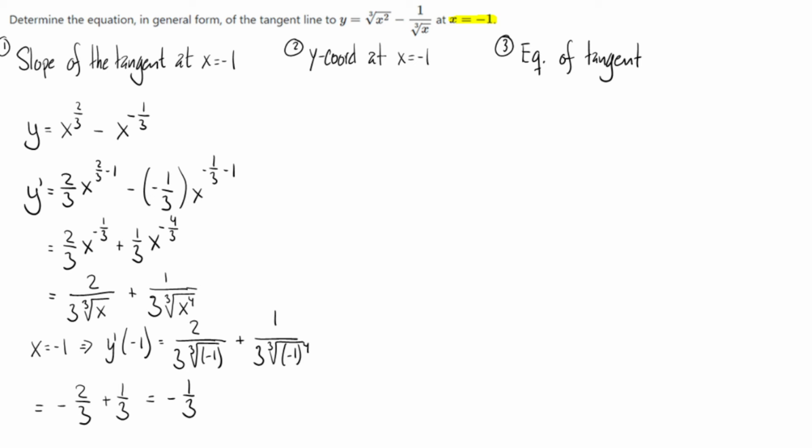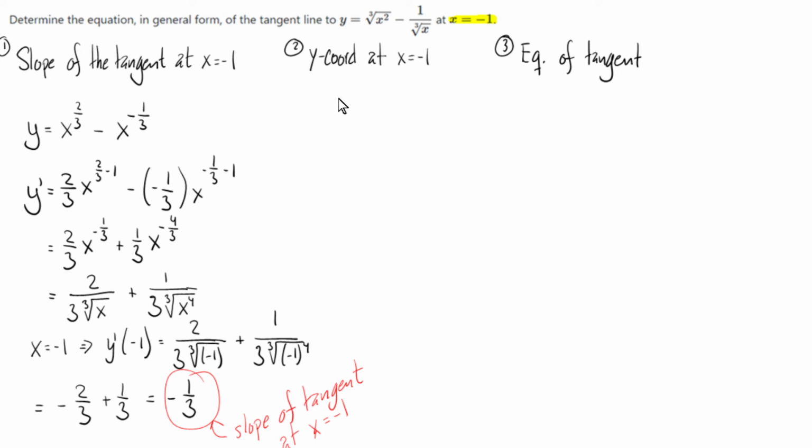So this here, this is our slope of tangent at x equals negative 1. Okay. So we have the slope.